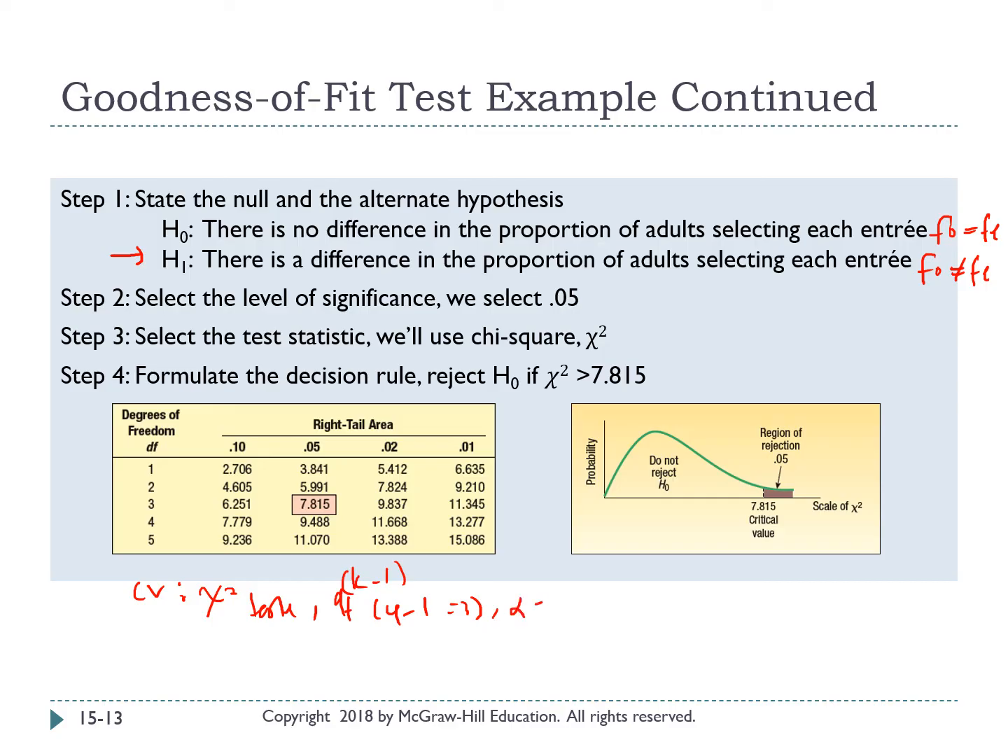And then your alpha is 0.05. And these steps will give us the value of 7.815. Okay. Then you can say reject H0 if your chi-square value is bigger than 7.815. You have to draw the diagram to show the rejection region.